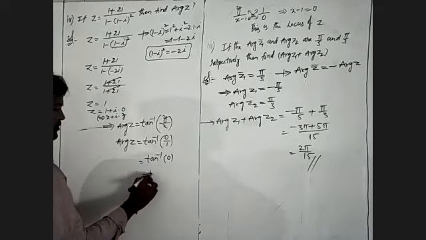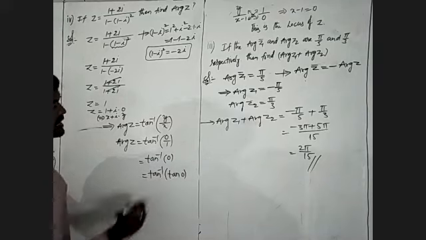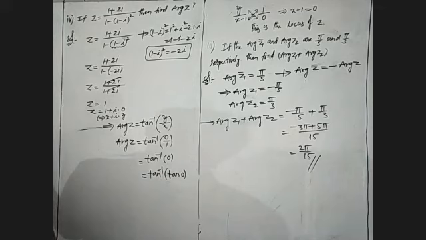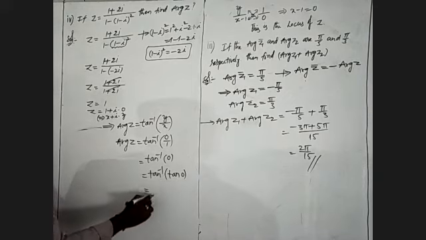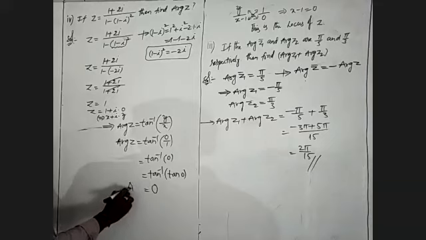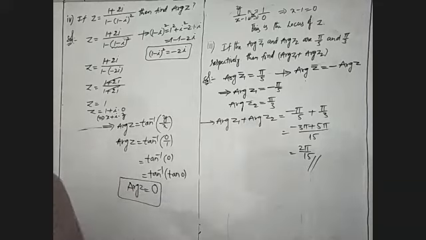Tan inverse of 0, in tan it is tan 0. Tan 0 is nothing but 0. Tan 0 is sin 0 by cos 0. Sin 0 becomes 0, cos 0 becomes 1. 0 by 1 is equal to 0. Tan inverse of tan 0, that I will write 0. This is the value of argument z.